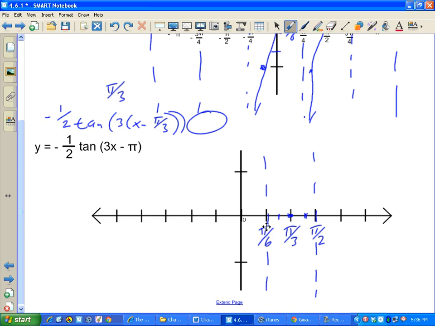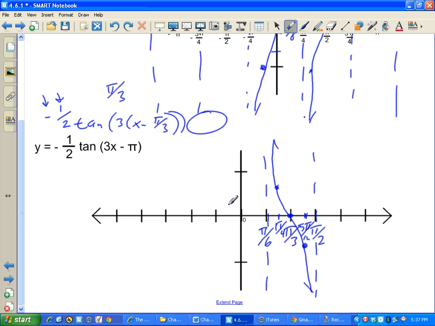So we're going to go halfway, which would be, let's see, pi over 12, 2 pi over 12, 3 pi over 12, which would be pi over 4. 4 pi over 12, 5 pi over 12. Okay, so if I go over this, now instead of going up 1, I'm going to go down half as much. So I'm going to go down a half. Here I'll go up a half. So it's kind of flattened out a little bit. Okay, so we get that.